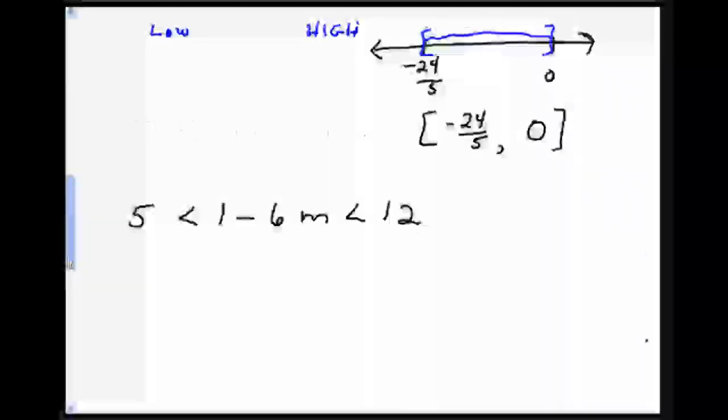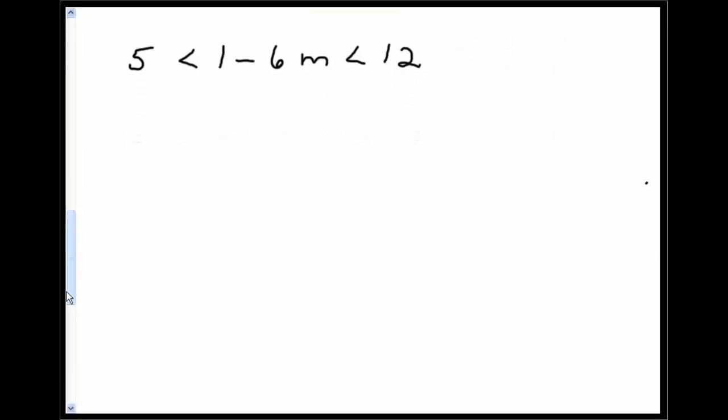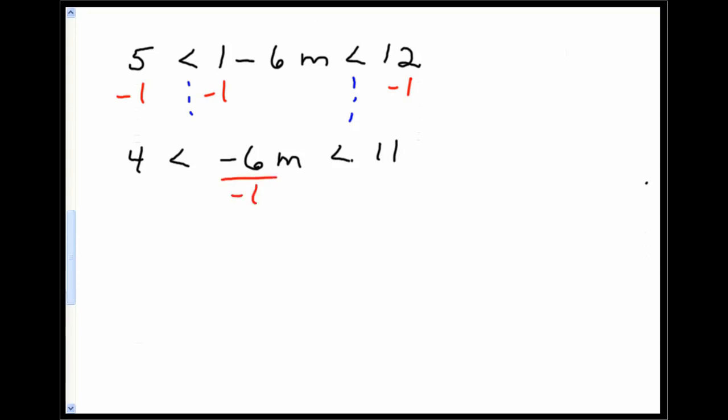All right, next example. Again, our three parts are compound inequality. Here we're going to have to subtract 1 from each part of the inequality. So we'll have 4 is less than negative 6m is less than 11. Now we're going to have to divide by negative 6.